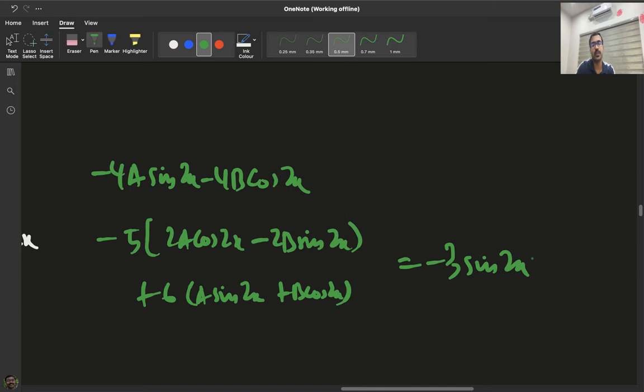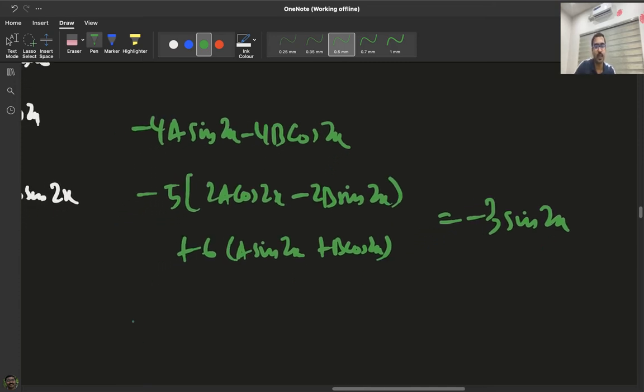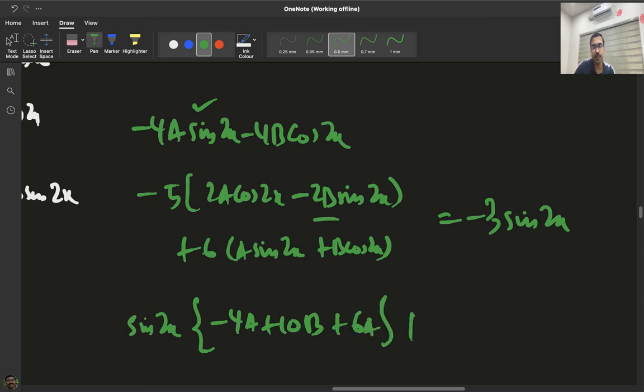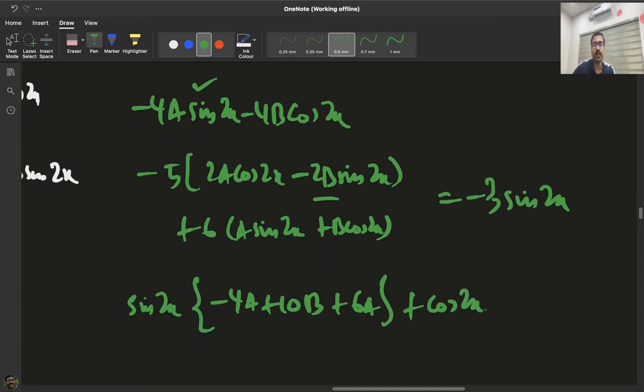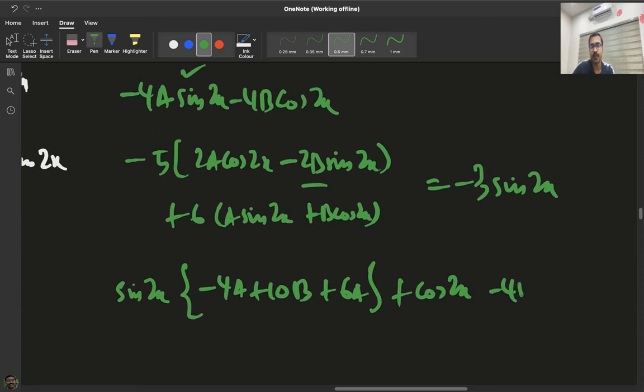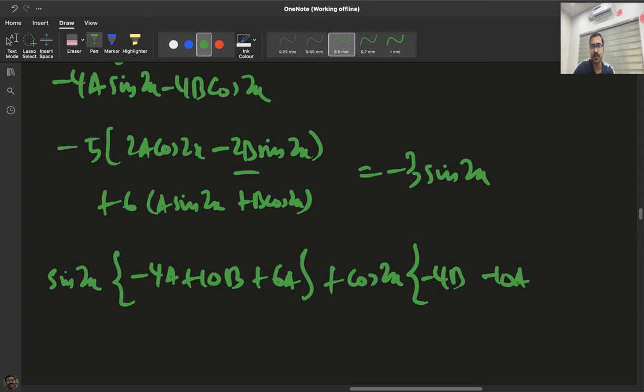So let us collect the terms here. Which terms are coming in sin 2x? There is a factor of minus 4A there, plus 10B is coming, and similarly plus 6A is coming. Similarly for cos 2x, what are the terms involving cos 2x here? There is a factor of minus 4B there, and then minus 10A is coming, and also you have plus 6B. So that is your RHS, minus 3 sin 2x.